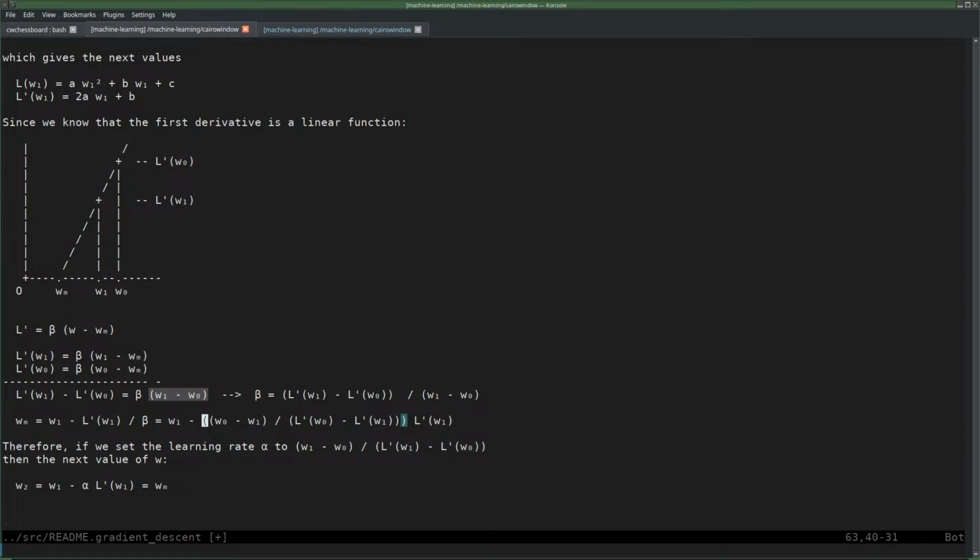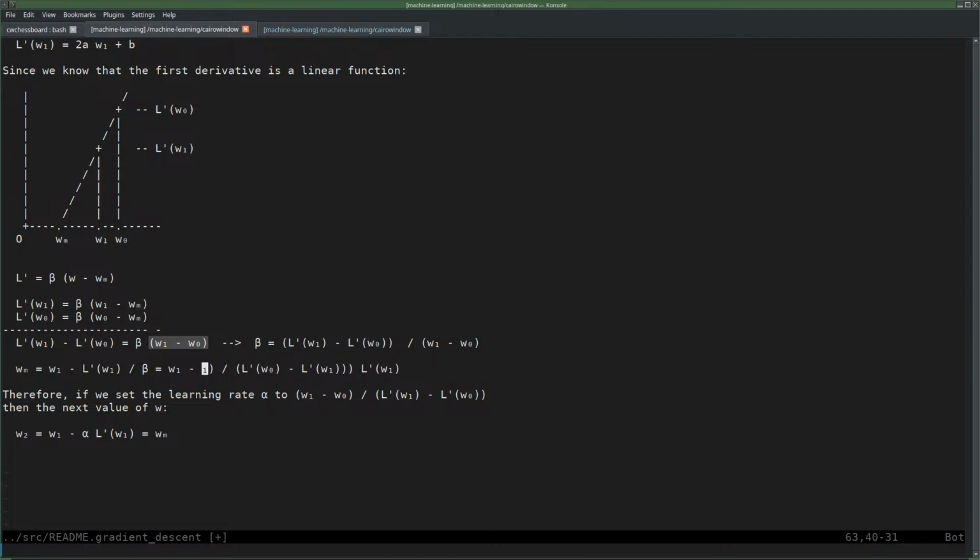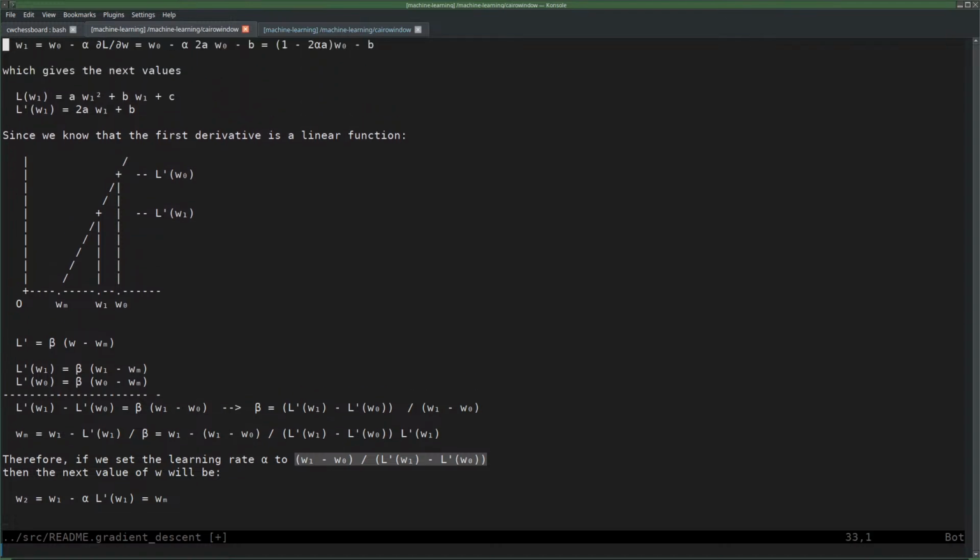Yeah, this is 1 over beta. So that swapped, aka this thing. Right, now. So that was the simplest of the simplest case.